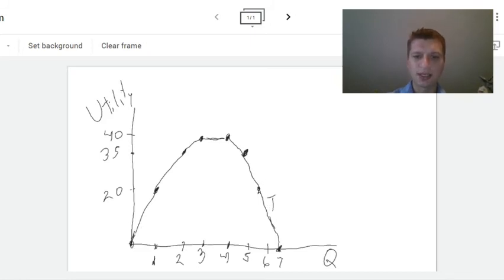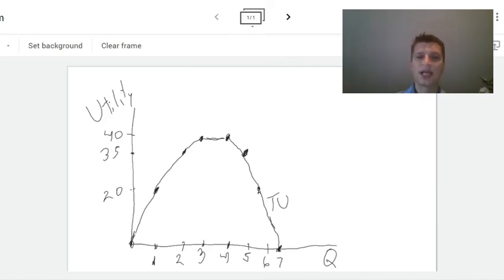We can look at this, and this is our total utility function. Essentially, it's always going to be a bell curve. This demonstrates something called diminishing marginal utility. The more you consume of something, the less satisfaction you receive from it.